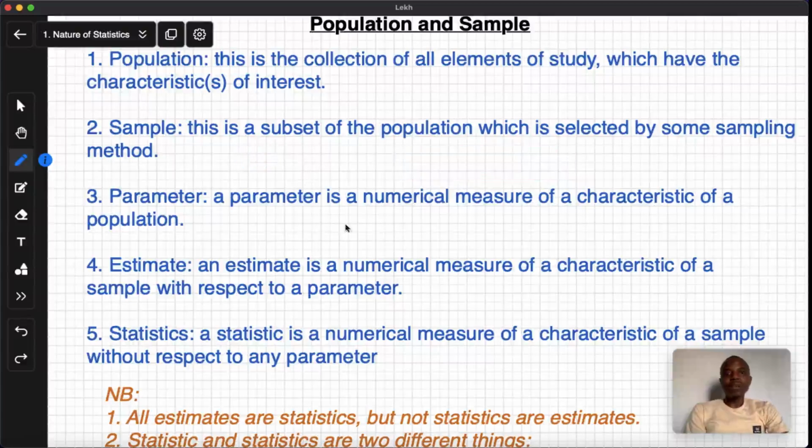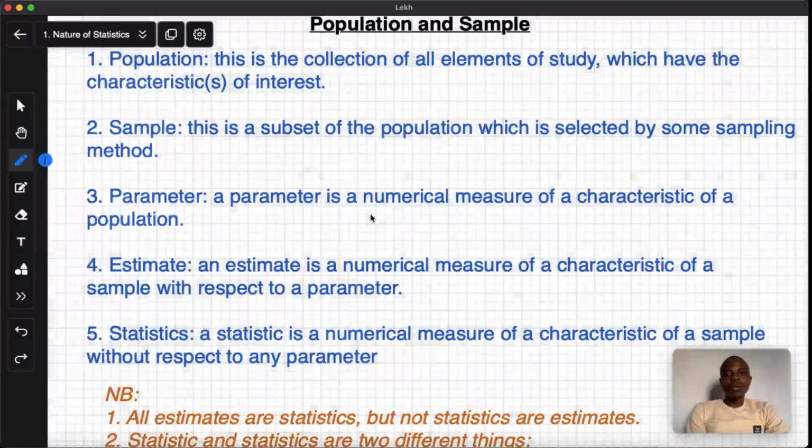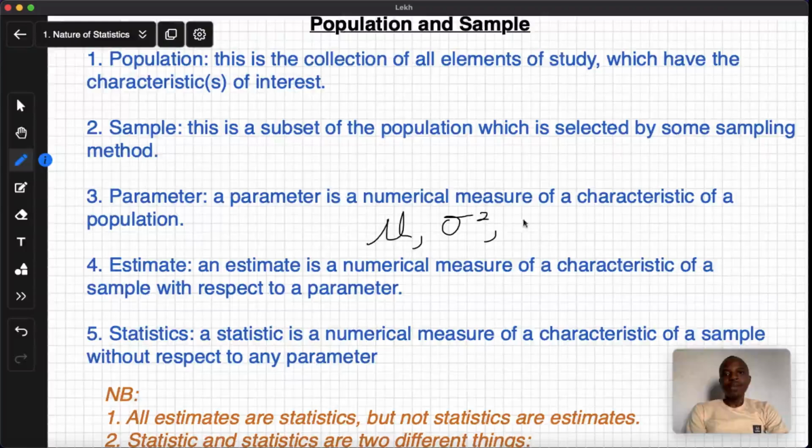Now, parameter. A parameter is a numerical measure of a characteristic of a population. What do I mean by that? Some examples of parameters are your mean, which I will refer to as mu, the variance, which I refer to as sigma squared, your population total, which I will refer to as capital Y, and your coefficient of variation, let me call that CV.